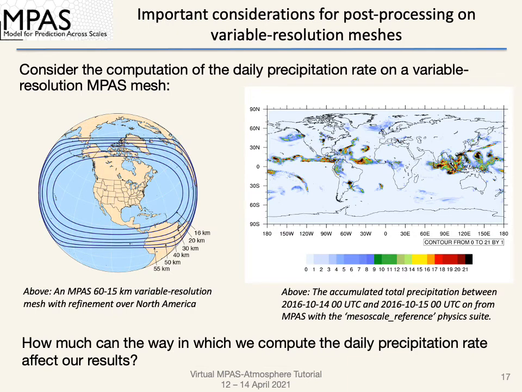So to wrap up this talk, I'd like to point out one critical consideration when working with variable resolution MPAS meshes. As a motivation, let's suppose that we ran a variable resolution simulation that refined from about 60 kilometer grid spacing over most of the globe down to about 15 kilometer grid spacing over North America, plus a bit of the Pacific and Atlantic Oceans. And let's say that we were interested in computing the global daily precipitation rate from our simulations.